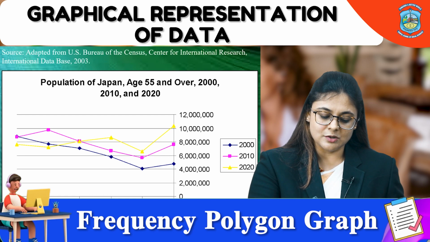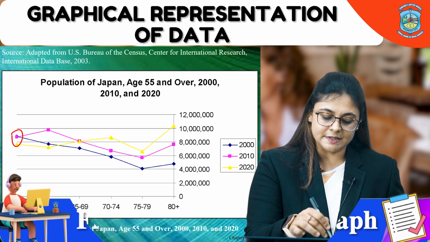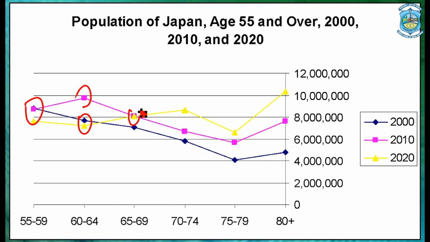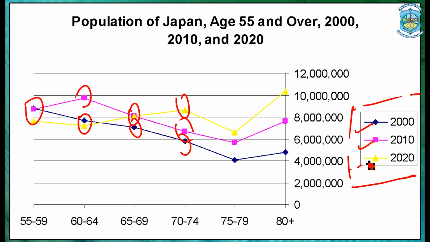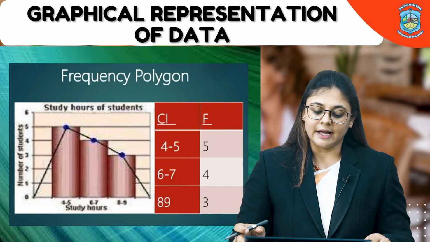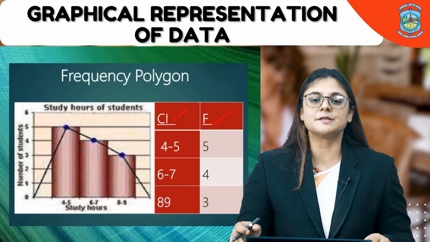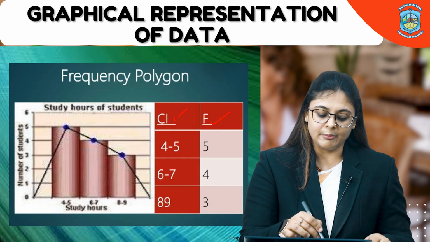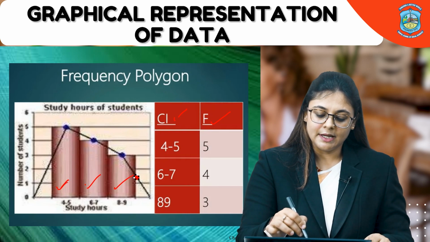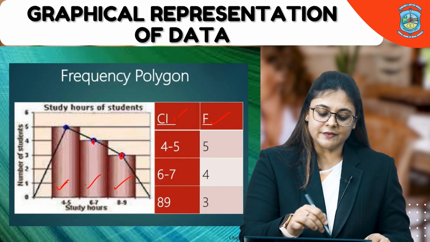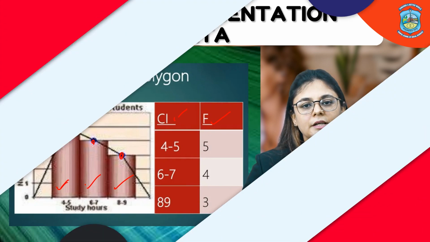You can see this is also a time series graph that we are going to discuss. These line graphs help you to compare the data. If you see, the key is here, and to each color corresponds a particular year. This is again a frequency polygon wherein you have given the class intervals as well as the corresponding frequency. After drawing the histogram, join the midpoints of each of the rectangles and get a frequency polygon.